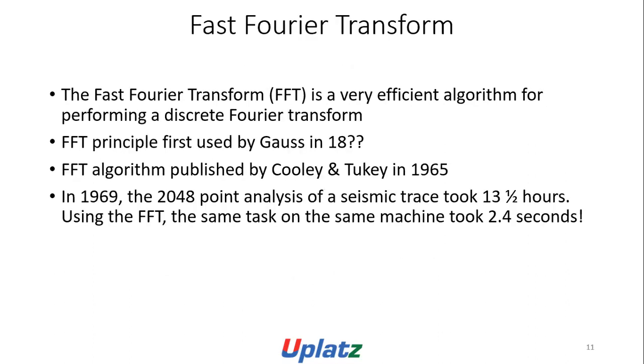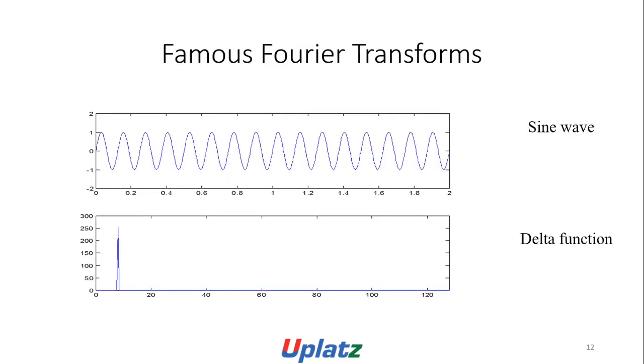Fast Fourier Transform. Fast Fourier Transform is a very efficient algorithm for performing a discrete Fourier transform. FFT principle first used by Gauss in the 19th century. FFT algorithm published by Cooley and Tukey in 1965. In 1969, the 2048-point analysis of a seismic test took 13.5 hours. Using the FFT, the same task on the same machine took 2.4 seconds.